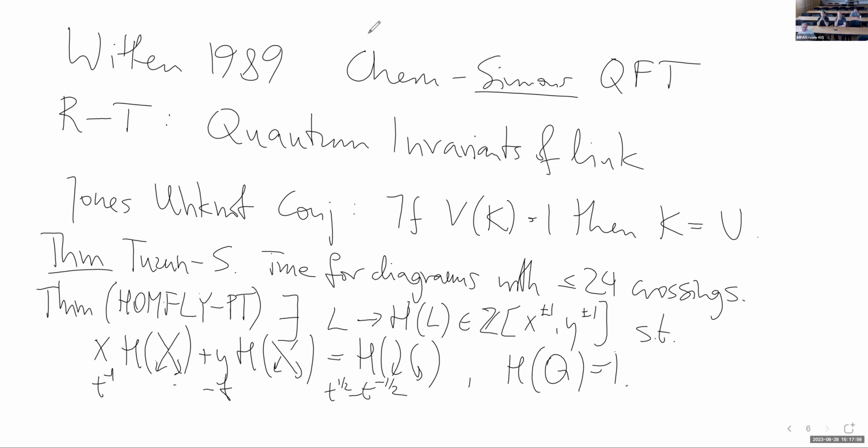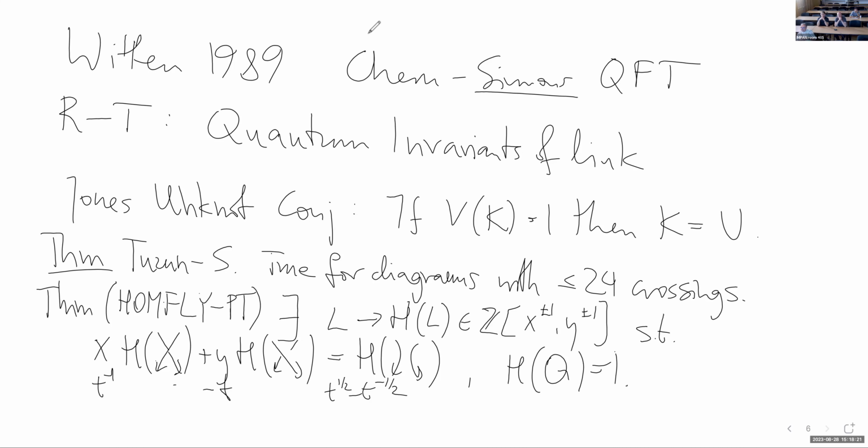By the way, going back to the Jones unknot conjecture, you can ask, what about links? Is it true that if the Jones polynomial of L is the Jones polynomial of the unlink of n components, then L is the unlink? And the answer is no. There are examples where this doesn't hold for more than one component.